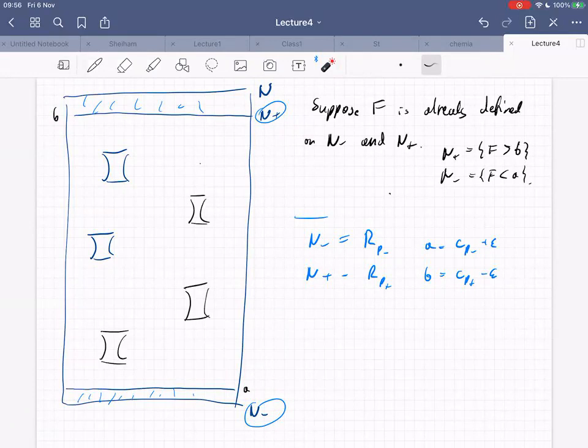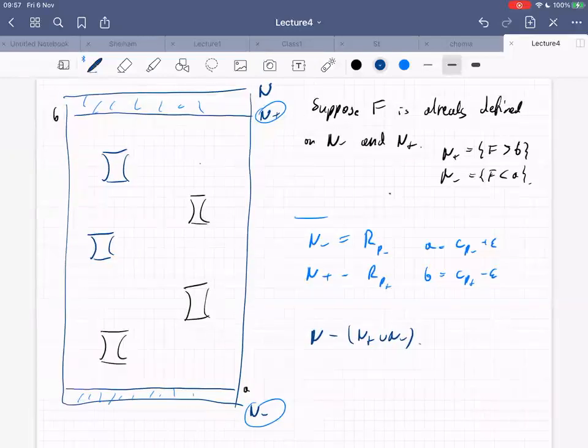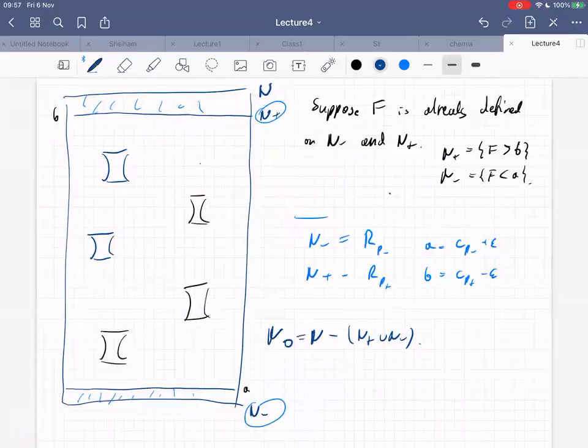Okay, and why do I define it like this? I want to define it inductively with respect to the number of critical points inside the region W, N minus union N plus. So how do I do it? Well, this is like the initial step, and now there comes the inductive definition, which is not very hard. Let me call N zero the region outside N minus and N plus. So N zero is everything in here.